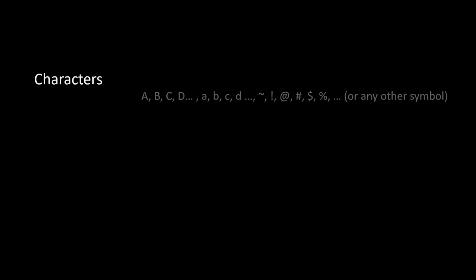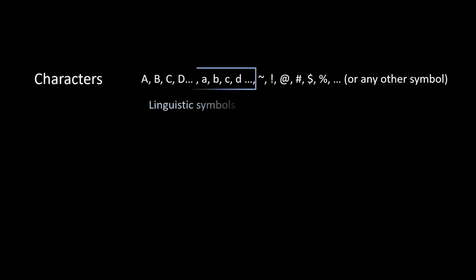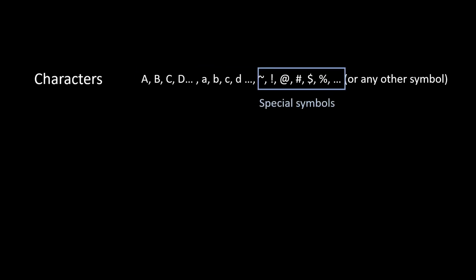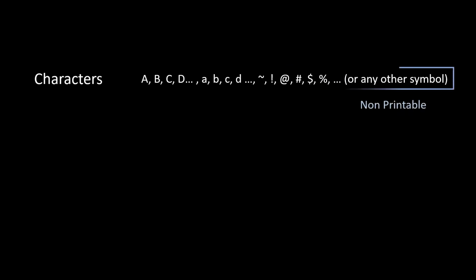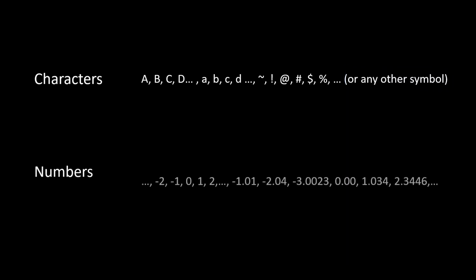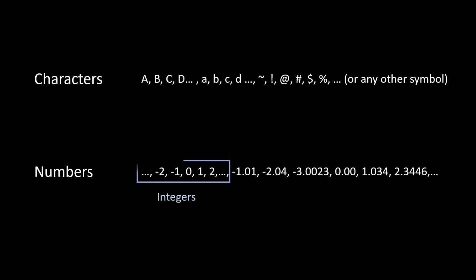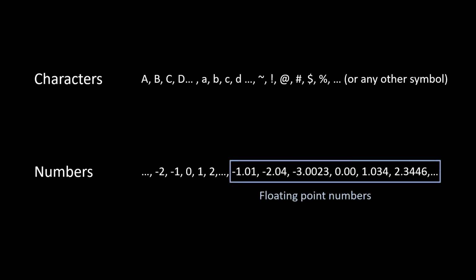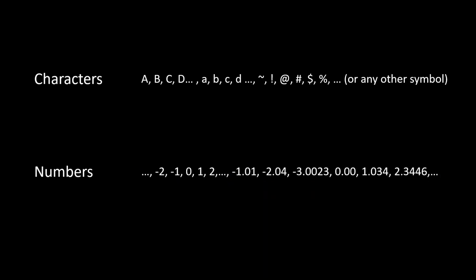So let's start with characters. Characters consist of linguistic symbols and spatial symbols, and at last we have non-printable characters which has the intent of doing something, not to represent anything. Next we have numerical values which consist of integers and floating point numbers. Now, to work with all these characters and numbers, we must have an entity which can hold those numbers and character values. So this is the point where variables come in.